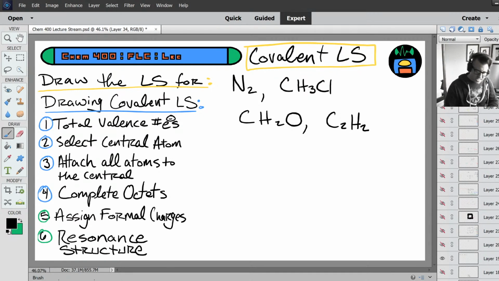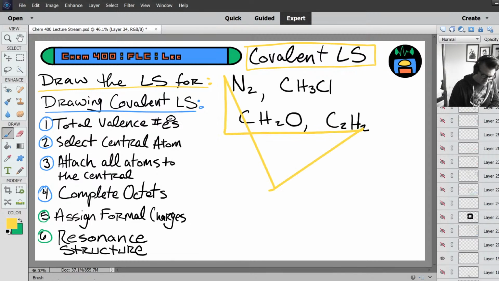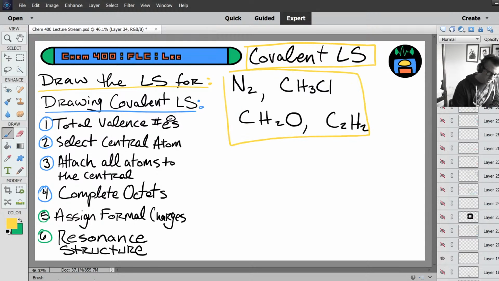So see if you can take a crack at these. Oh, goodness. Sometimes Photoshop decides to be really special. Give these a try on your own. We'll come back and do them on Monday. Hit me up in office hours if you can't wait that long. And we'll continue with Lewis structures. On Monday, we'll get to our last 2 rules, which for now you can ignore for these structures.